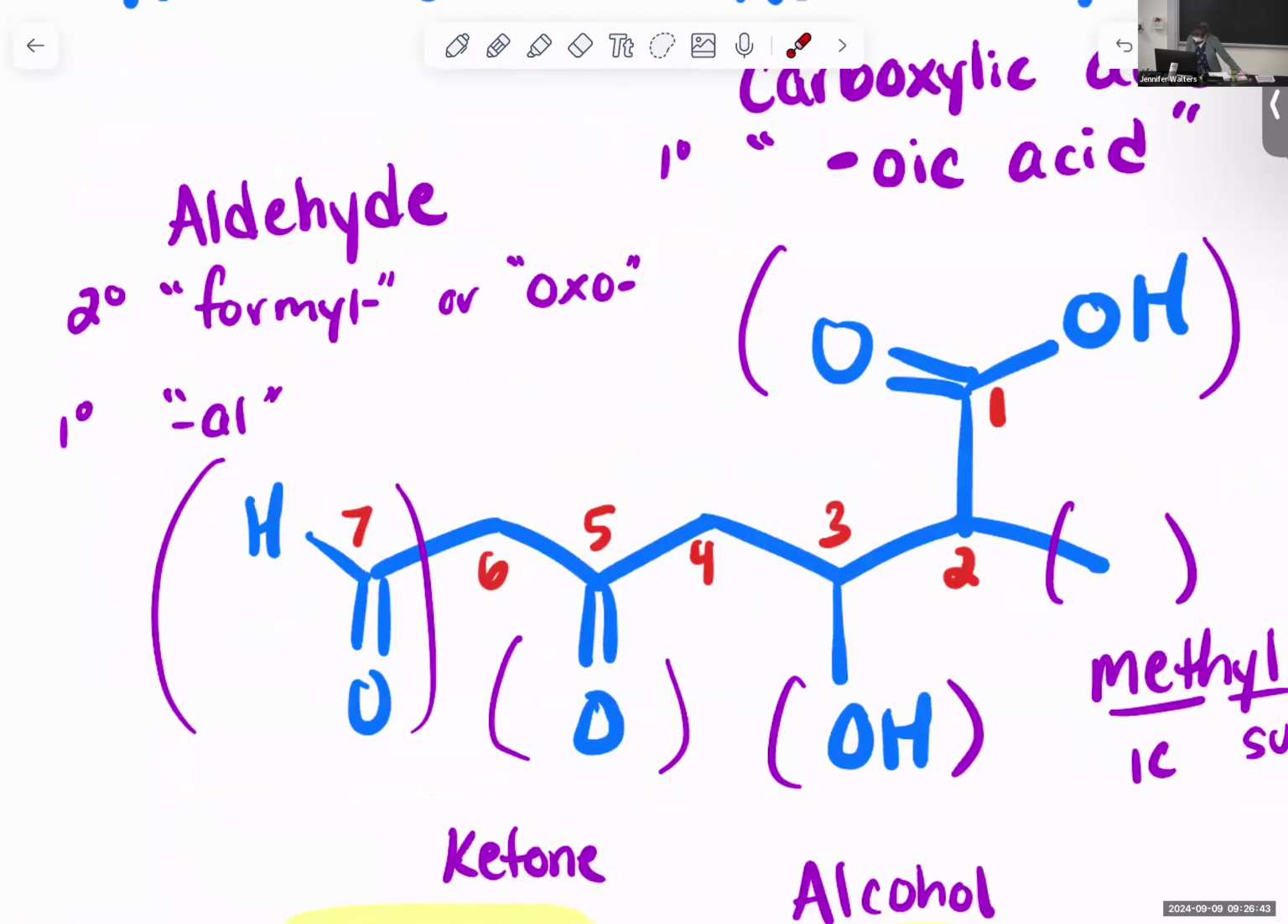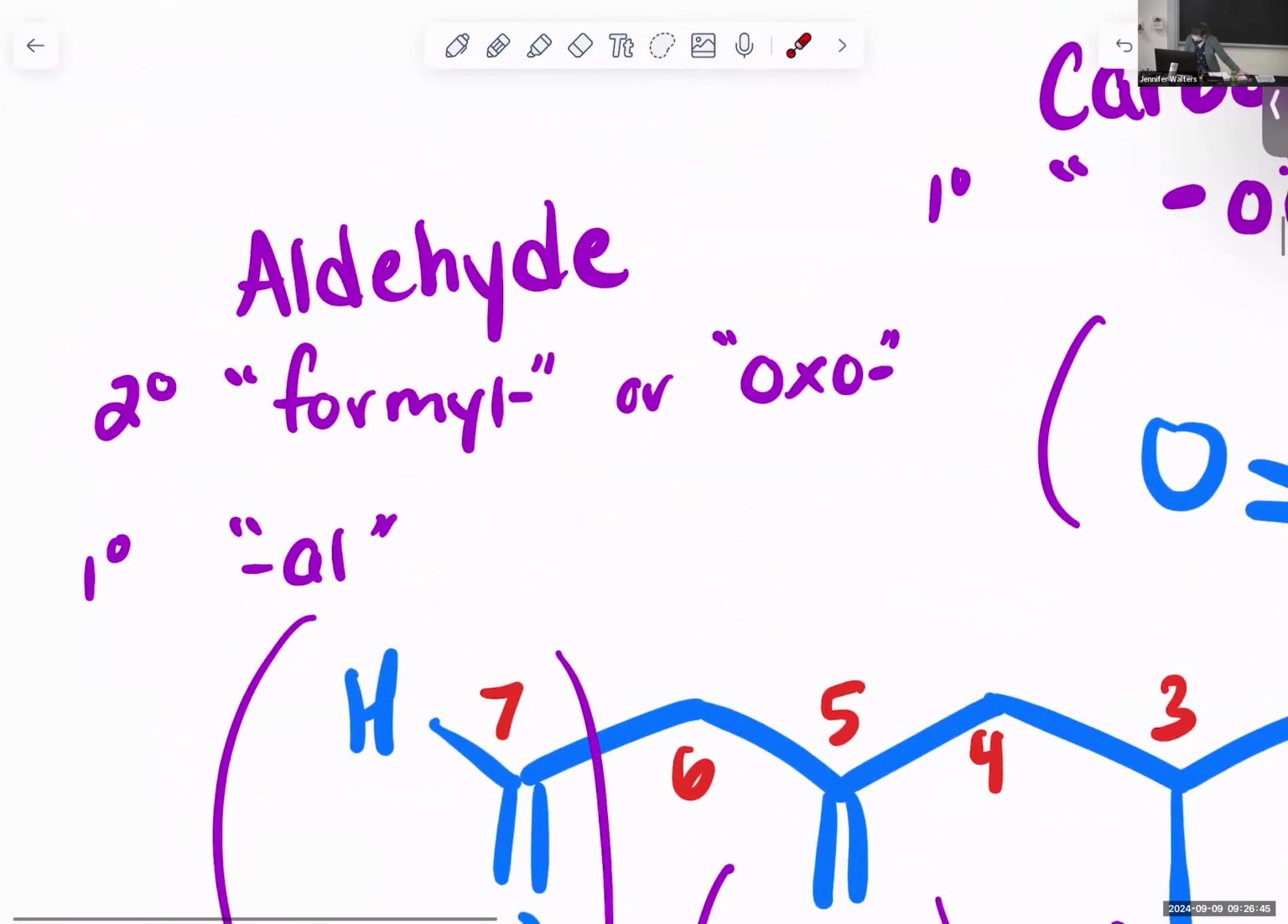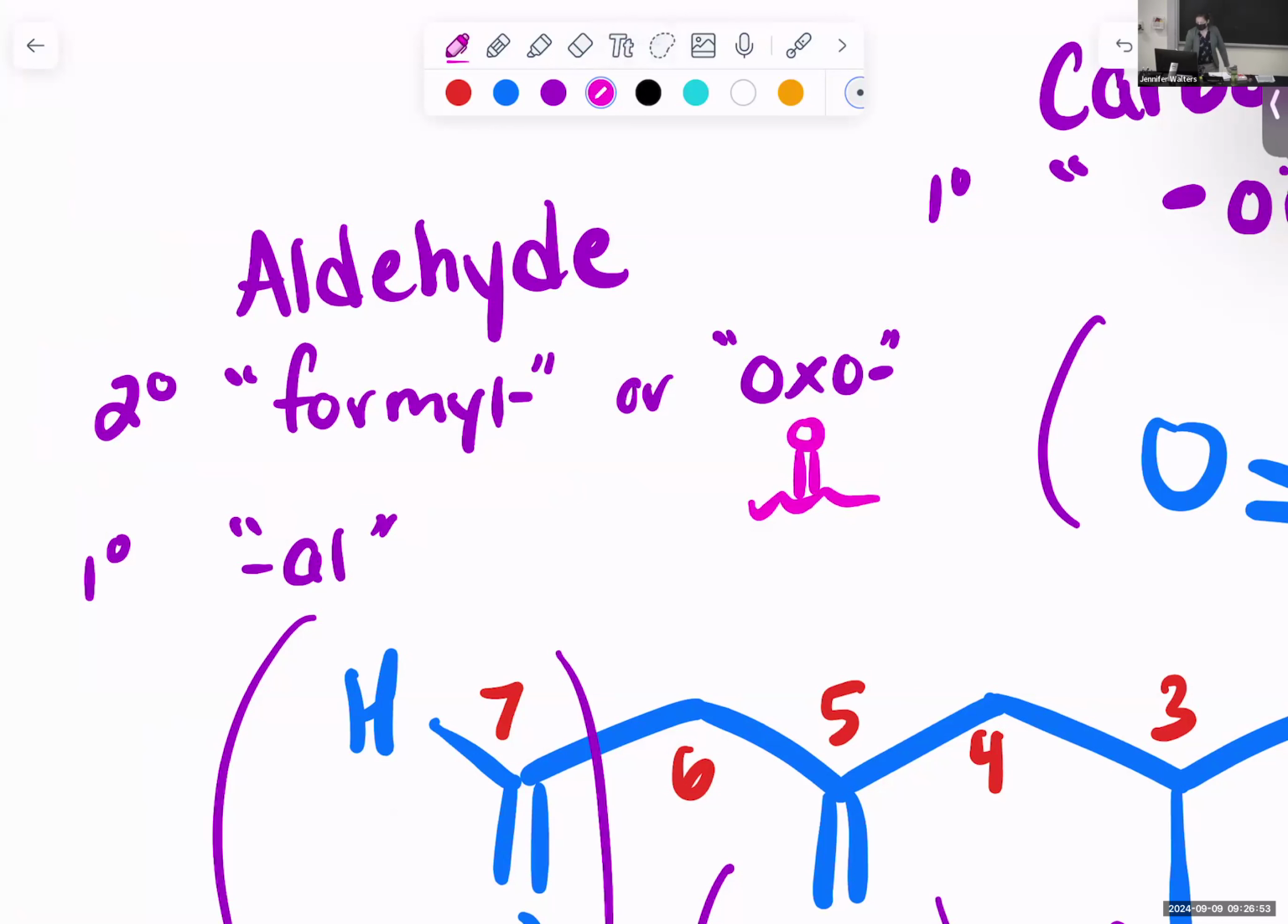All right. So the difference between the formyl and the oxo is that oxo just means double bond to oxygen. That's what it's telling us. Formyl means specifically that you have a carbon, oxygen, and hydrogen. It tells you that you have those three atoms as a substituent.